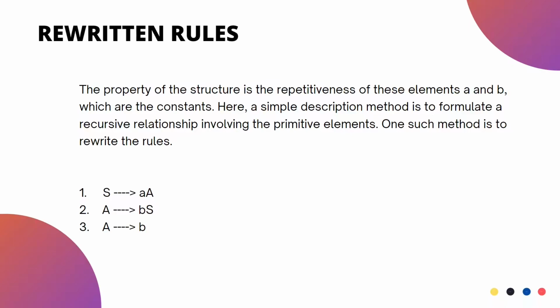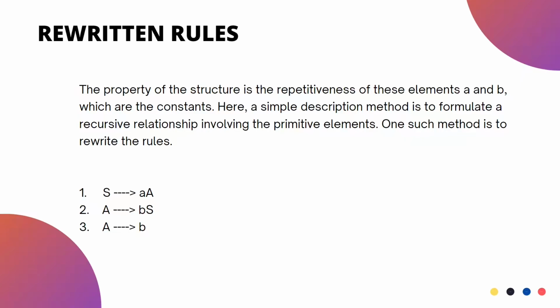Now let's talk about some rewrite rules. The property of the structure is the repetitiveness of these elements A and B, which are the constants. Here a simple description method is to formulate a recursive relationship involving the primitive elements. One such method is to rewrite the rules.